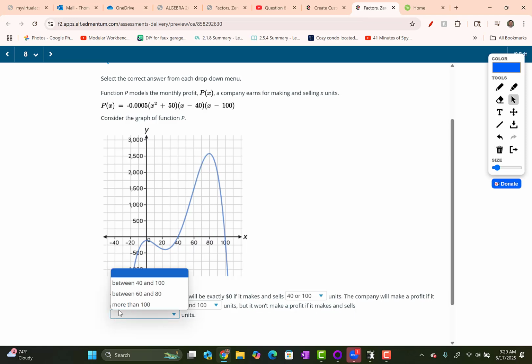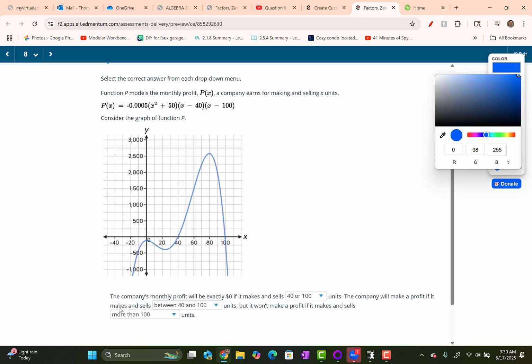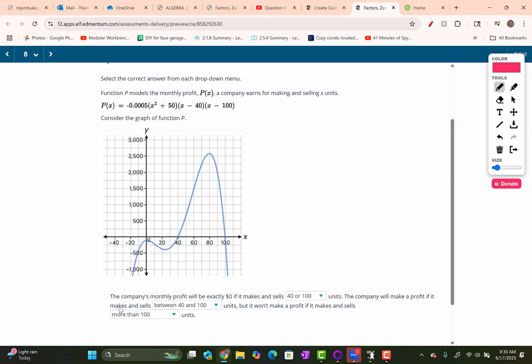And then the last option, more than 100, that's a winner. We've already talked about that. So when we're above 100 units sold, the graph is below the x-axis, and that's what we want. It's important to note there's actually another answer. It's just not an option. The graph is below the x-axis from 0 to 40. So they're also not making a profit if they sell less than 40 units, but that's not an option here.